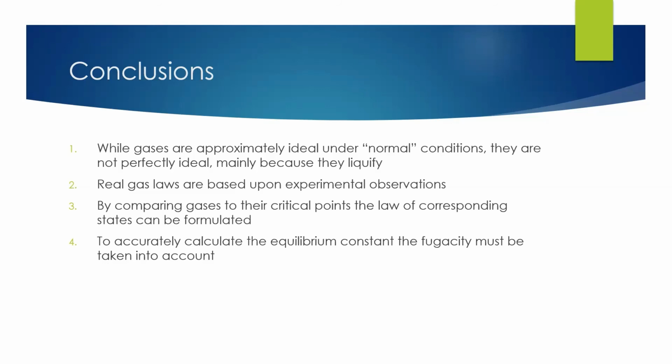One way we can remove the experimental parameters that are necessary to set up these equations is by comparing gases based at their critical points, and we can formulate the law of corresponding states. And then to get really accurate equilibrium constants, which is necessary in some branches of chemistry, we have to consider fugacity, which is simply a modification of the partial pressure.